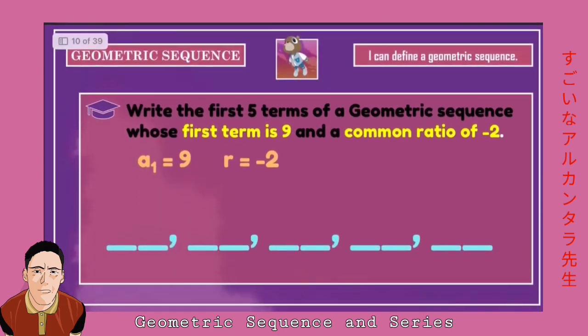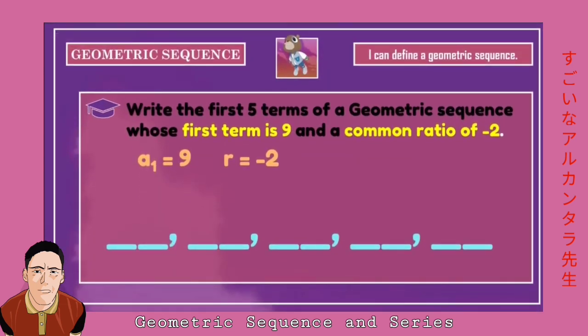Now, if we continue, we can have 9 and then negative 2. So we start with 9 as your first term times negative 2, that's negative 18, times negative 2, that's positive 36, times negative 2, negative 72, times negative 2, we get positive 144. Let's just verify if it's correct. Okay, it's correct. So again, just simply multiply it.